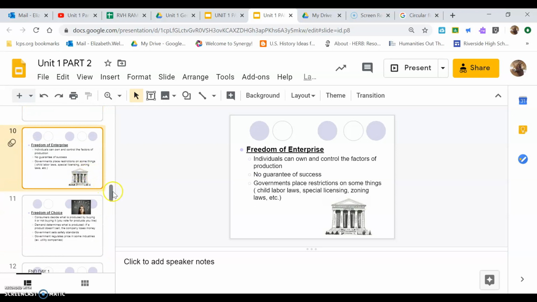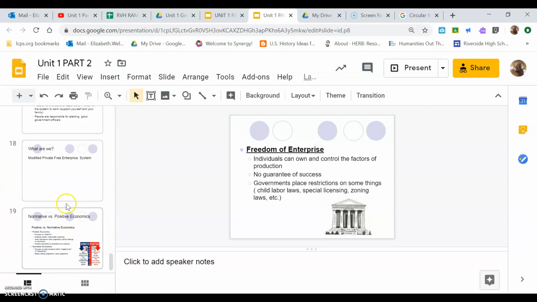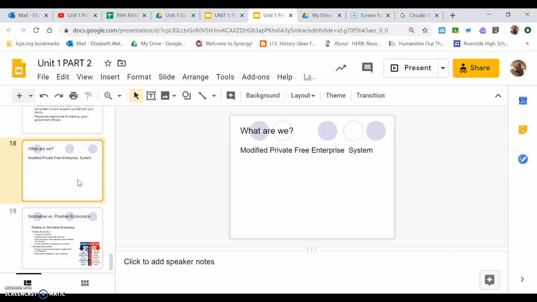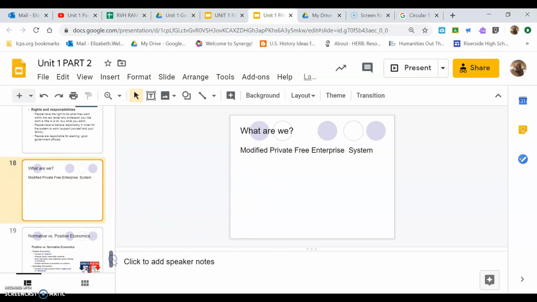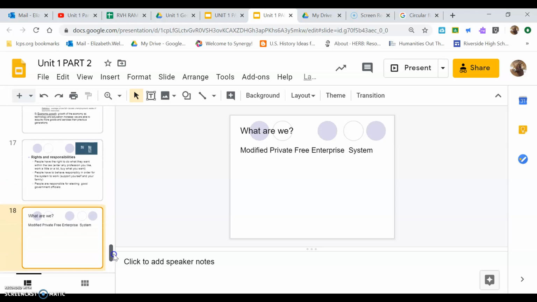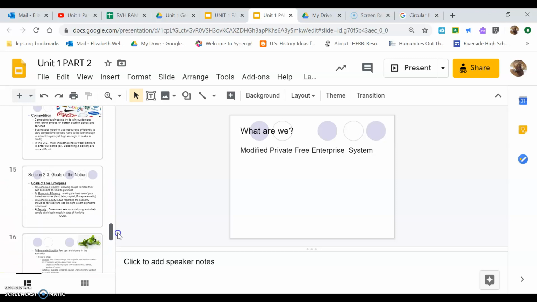So I'm going to skip all the way to the bottom. We're something called a modified free enterprise system. It's our fancy way of saying a mixed economy. We don't like saying mixed economy because that reeks of socialism, and we tend not to like that just historically.